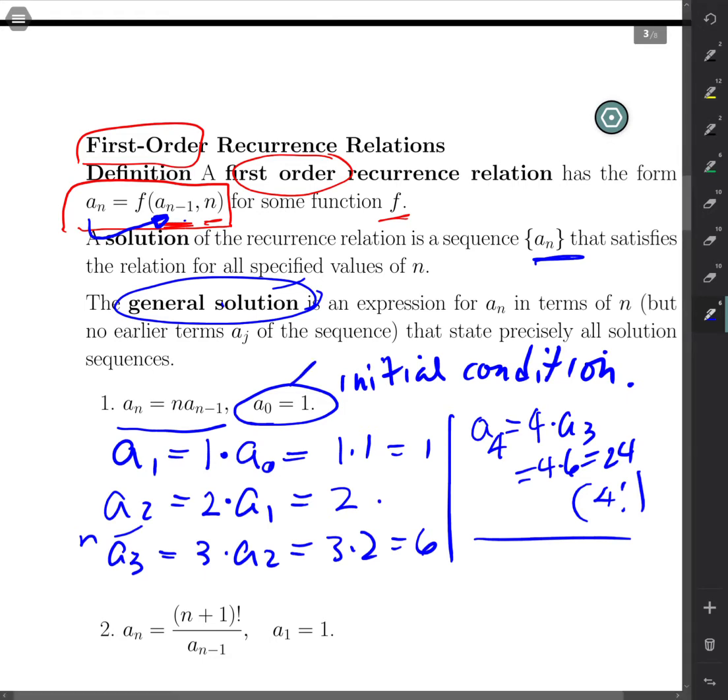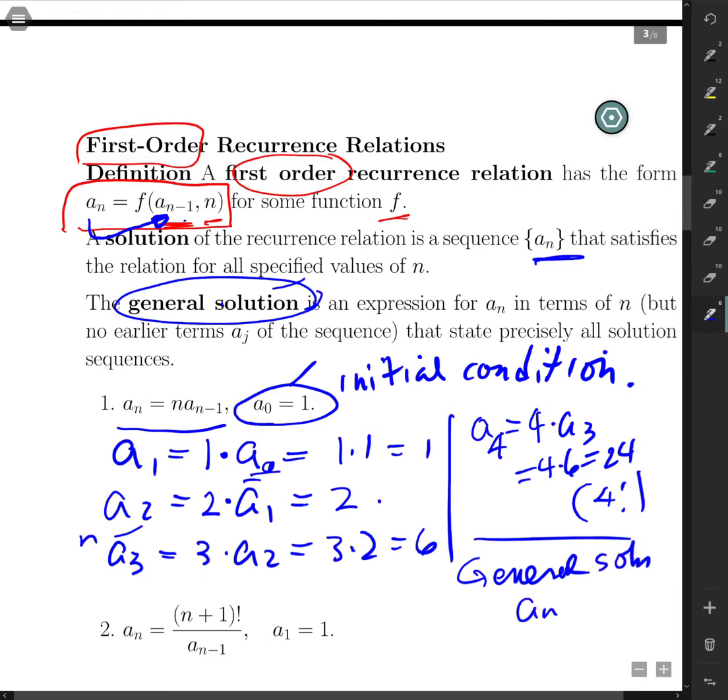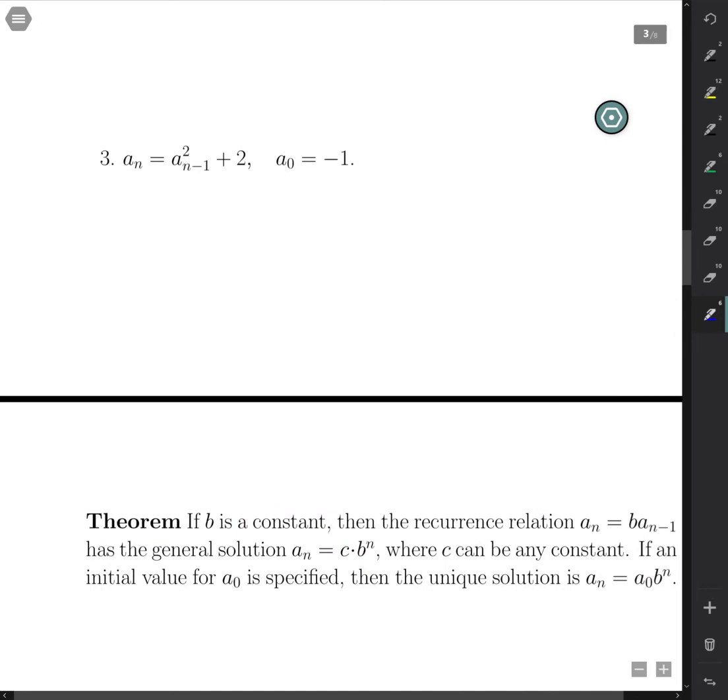In fact, while I won't go into detail here, the general solution would just start with a0 here, whatever it is, and the general solution is actually n factorial times a0, whatever a0 is. So there's our arbitrary constant, the a0.